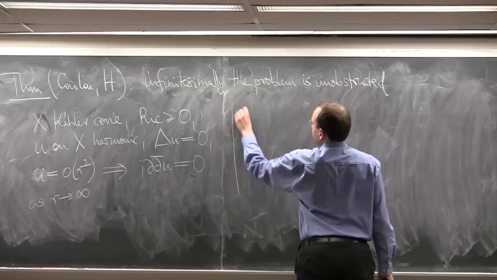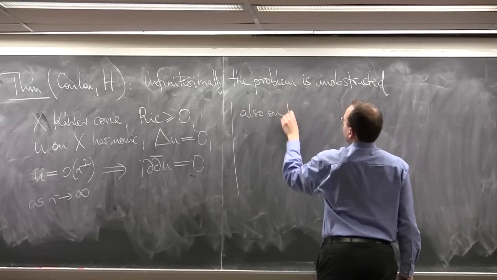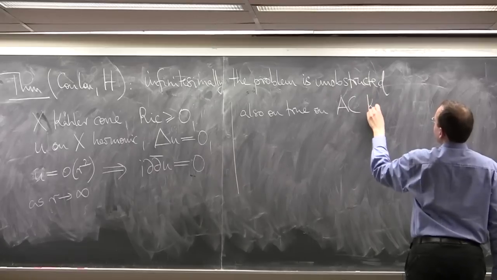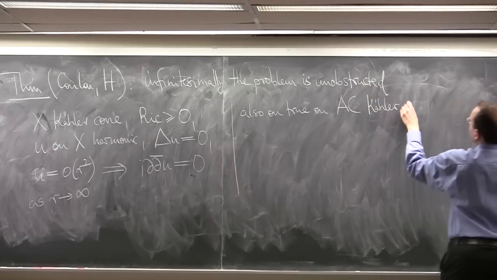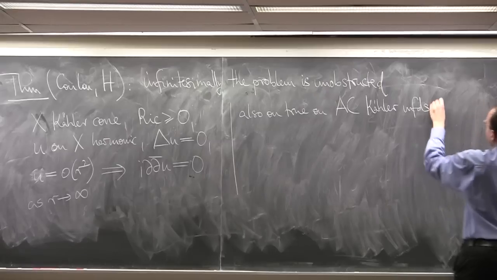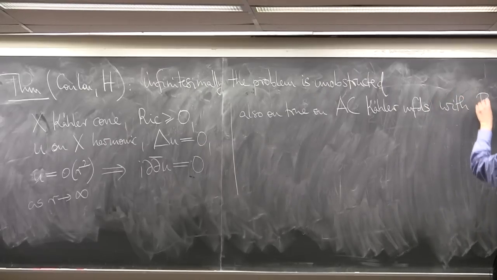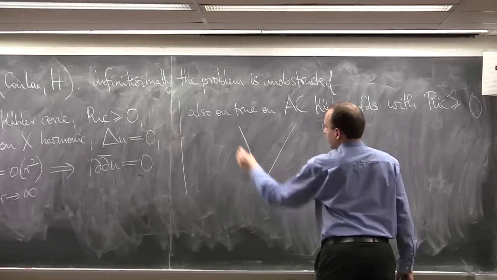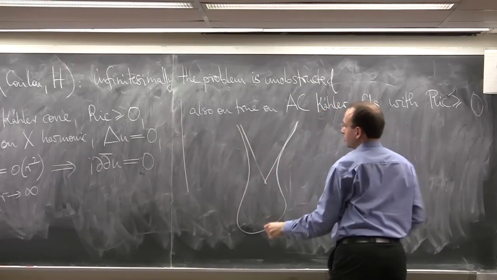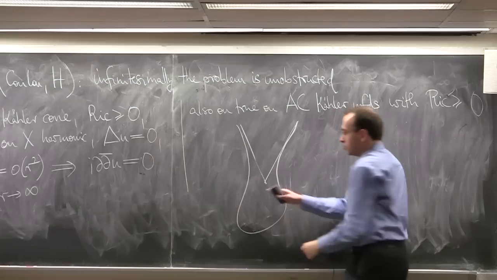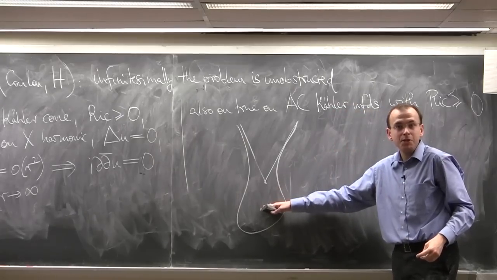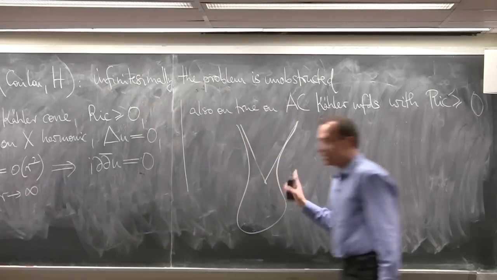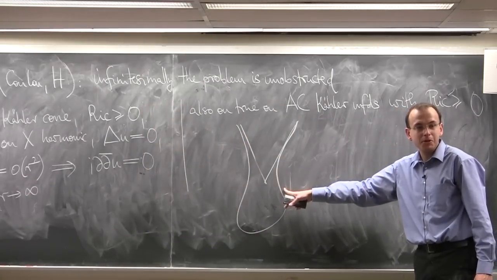So this is also true on asymptotically conical Kähler manifolds with non-negative Ricci curvature. So here's your cone. Now you imagine you have an asymptotically conical space that's asymptotic to that cone at infinity. You assume the space is Kähler with non-negative Ricci curvature as well. If you have a subquadratic harmonic function on a space like that, it still has got to be the real part of a holomorphic function.